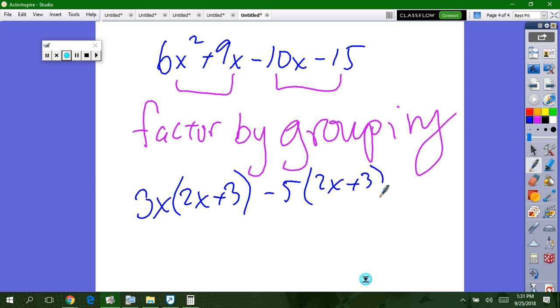Ooh, do you guys see how these are the same? So isn't that the one that I just did with Britain? Right? Britain did one of these. What do those guys share? They share 2x plus 3, right? And Adam, what's left over?